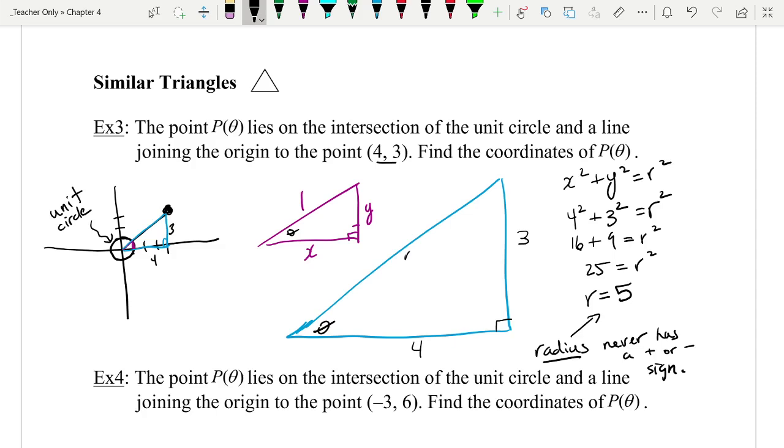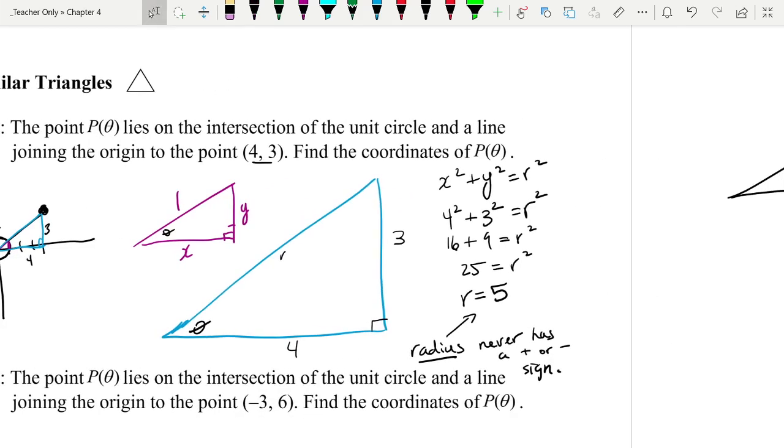Okay, we're not done this question yet, by the way, and I'm lacking in room here, but hopefully you can write smaller. P of theta, we're basically ready for this now. Let me get this out of the way. I don't need that anymore. P of theta is, of course, now that I know that r is 5, actually 4/5, comma, 3/5.